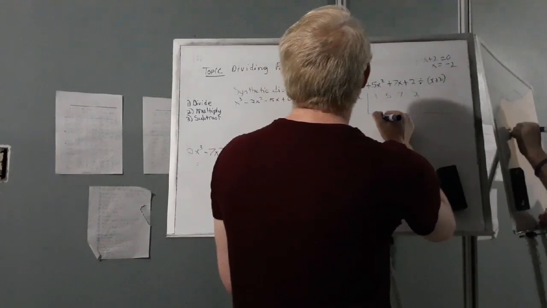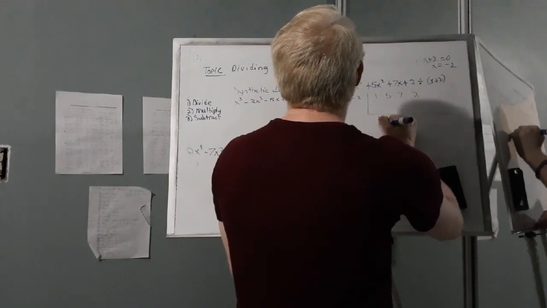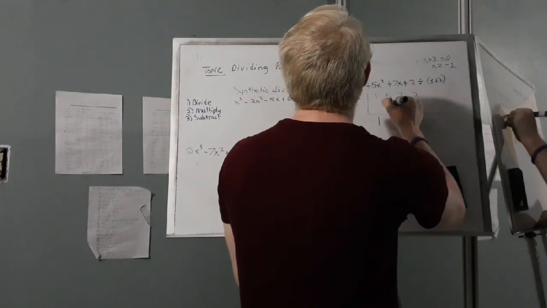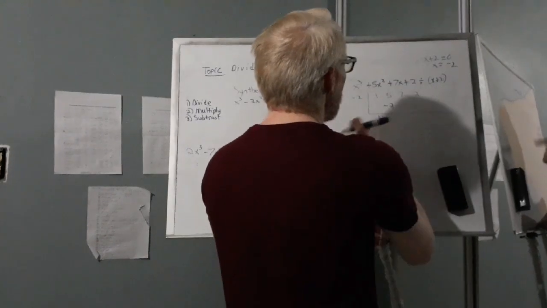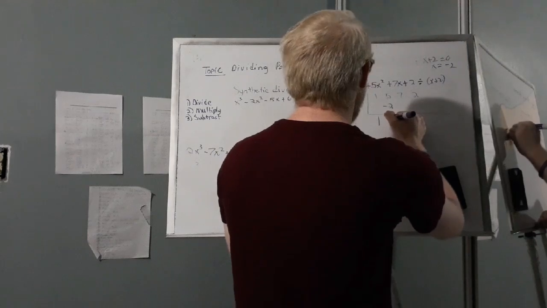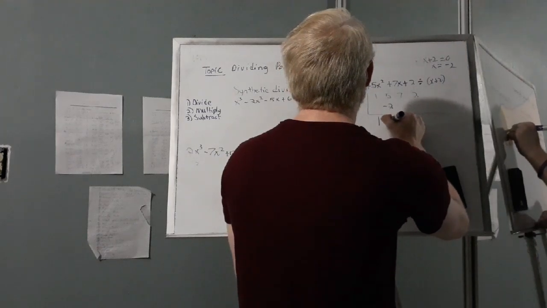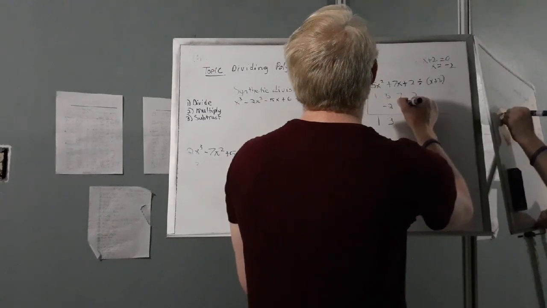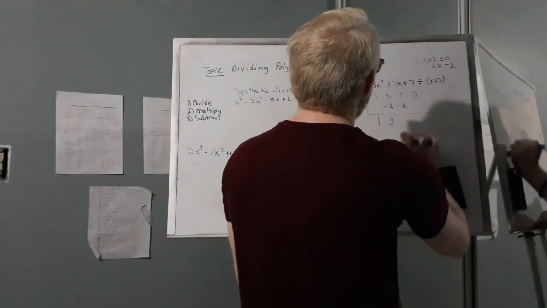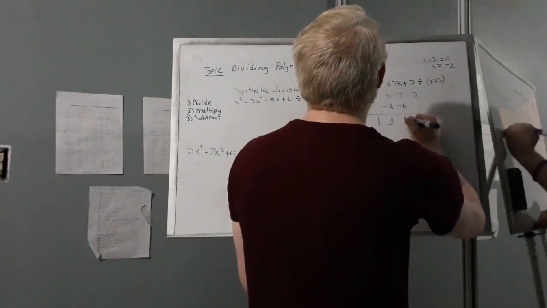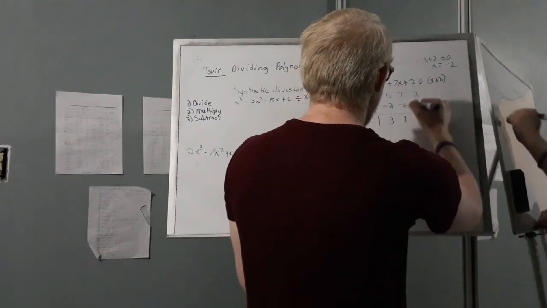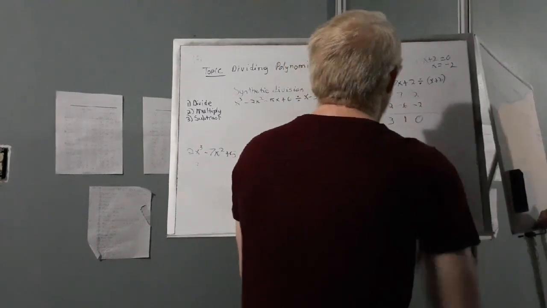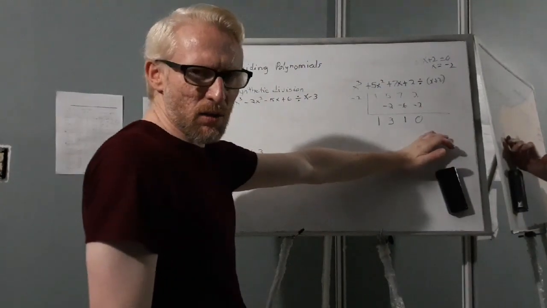And what you're going to do is you're going to bring down the 1. And then you're going to multiply. Negative 2 times 1 is negative 2. So that would be 5 plus negative 2, which is actually 3. And then negative 2 times 3, which is negative 6. And that would be 7 plus negative 6, which is 1. And then negative 2 times 1, which is negative 2. And negative 2 plus 2 is 0. And that means that there is no remainder here.